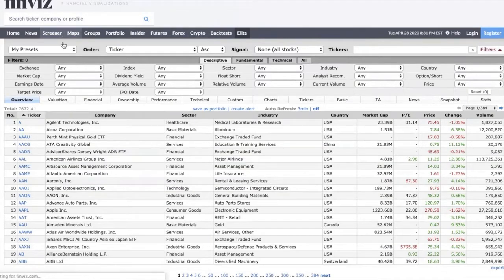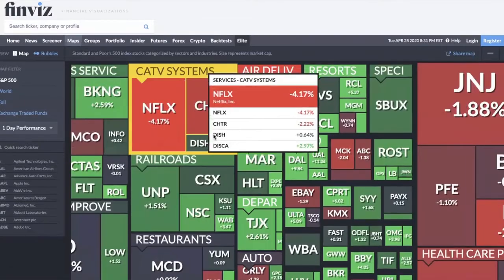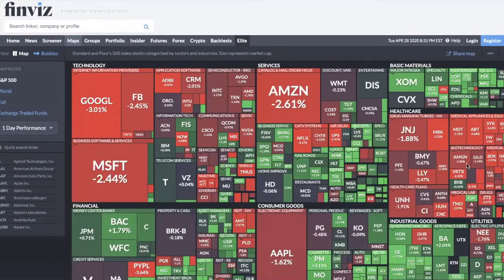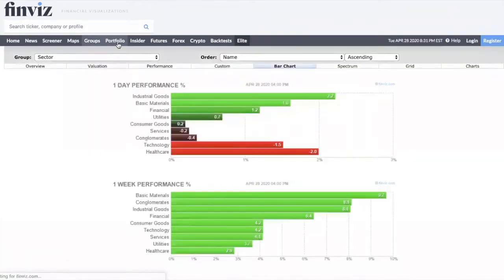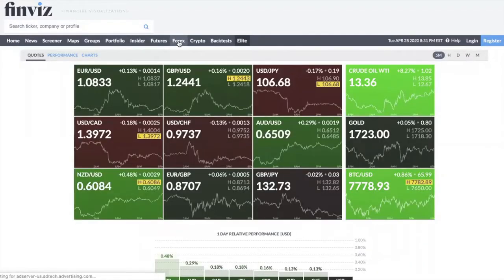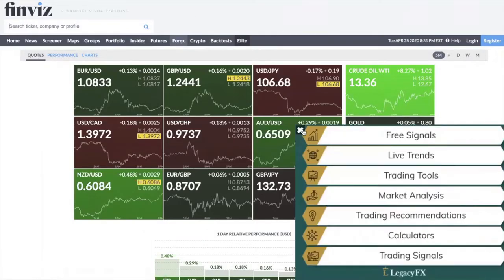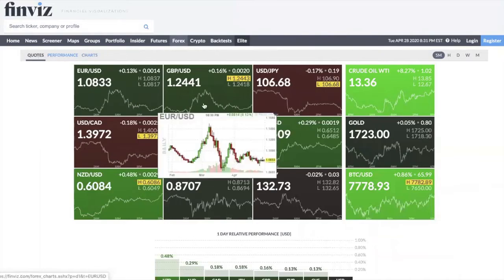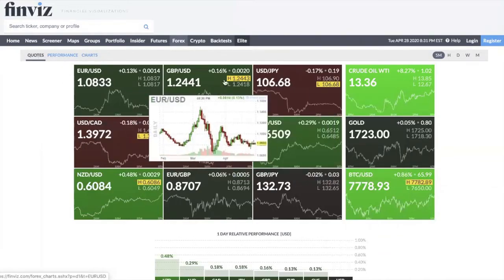This is a heat map. If you trade stocks, this is also very useful, so you can just play around with this: performance, portfolio, insiders, Forex. For Forex trading, because this is a Forex channel, you want to head over to this section, which is Forex. When you click here, you will see the price quotations.